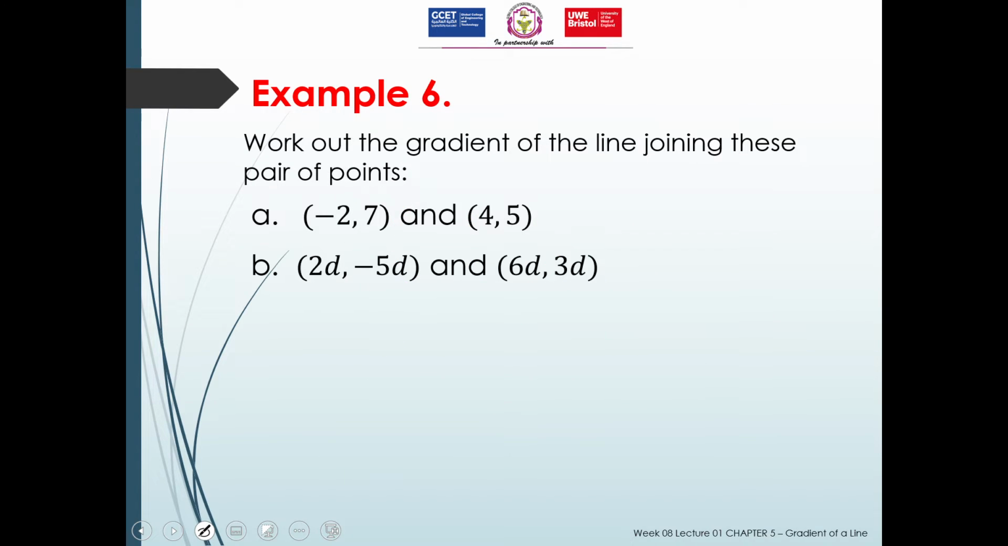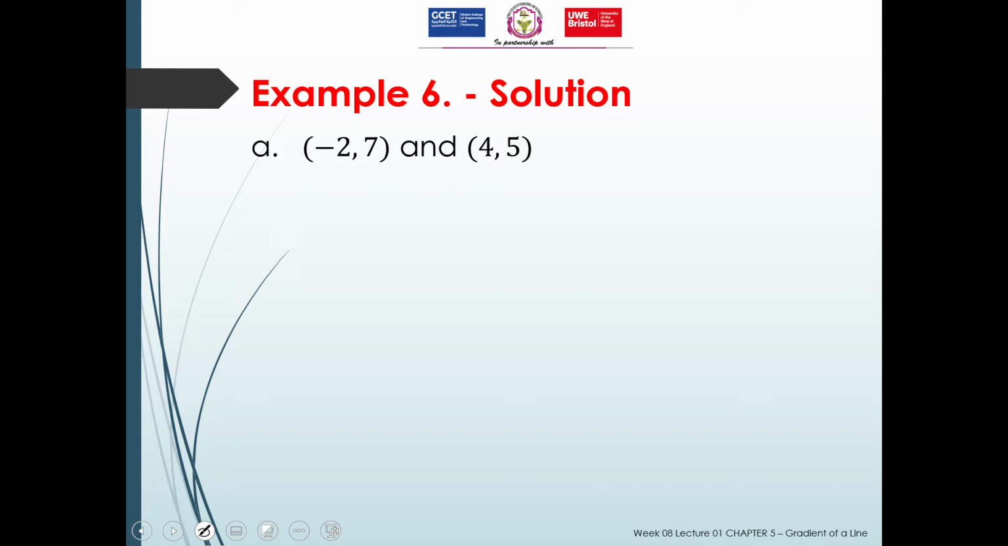Let's continue. Now example 6. For example 6, same problems. Let us work out the gradient of the line joining this pair of points. Letter A, we have -2, 7 and 4, 5. Letter B, 2d minus 5d and 6d minus 3d. Let us look at the solution of example 6a first.